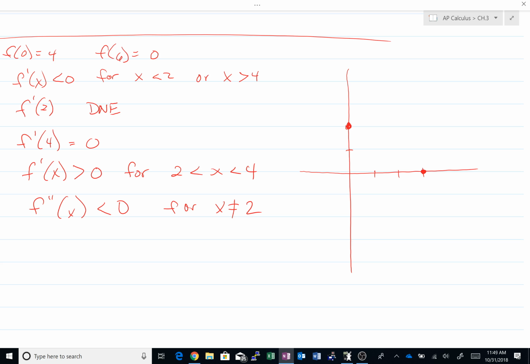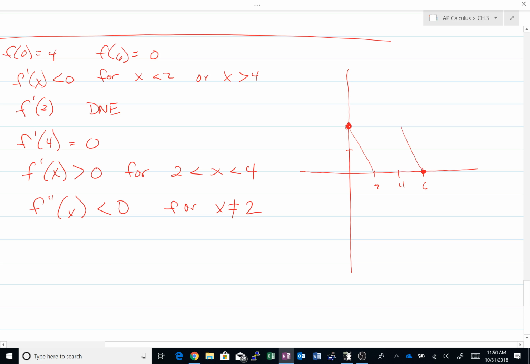First derivative less than 0 means it's decreasing, okay? So if this is 2, that's 4, 6. Everything left of 2, I'm decreasing. So I'm going to draw a line first because I don't know concavity yet. And I'm increasing everywhere to the right of 4, okay? Whoops, my bad. Since I have to cross through this point, I've got to do this.